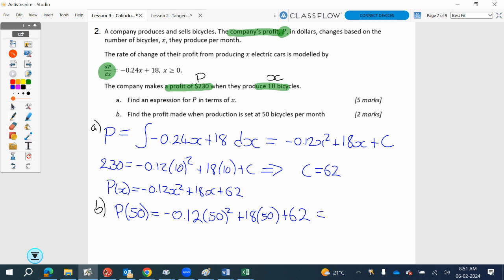So putting this into the function, what do we get? $662.